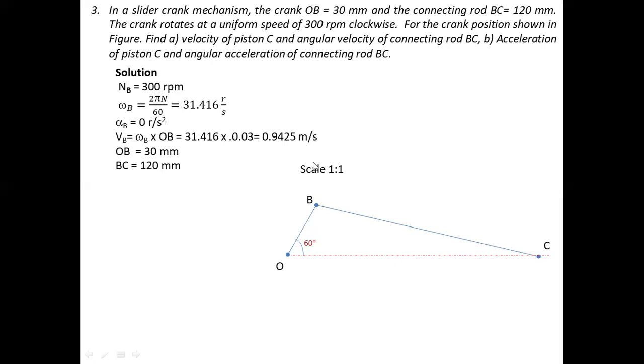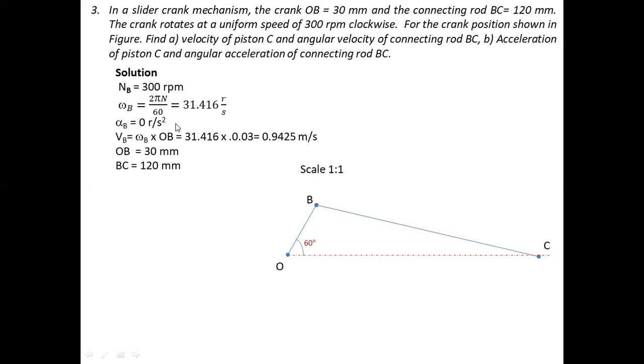Okay, and we have to find the velocity of piston C, the angular velocity of the connecting rod, the acceleration of piston C, and the angular acceleration of the connecting rod. So first we should know the value of the angular velocity of the crank. Speed is 300 rpm, so you can calculate angular speed by considering 2 pi upon 60. So the speed of the crank will be 31.41 radian per second. Now the crank rotates with uniform speed, so acceleration will be 0.